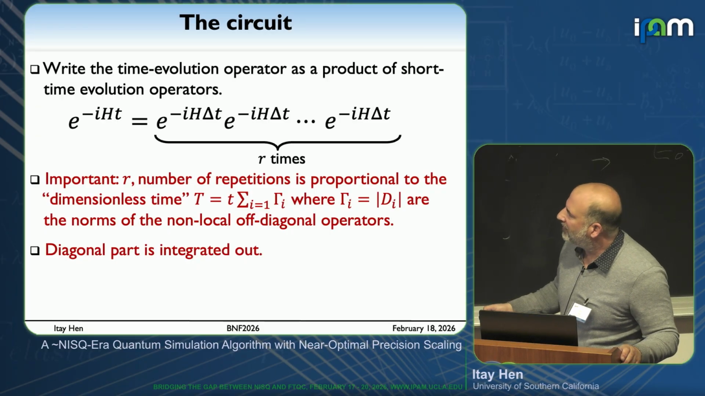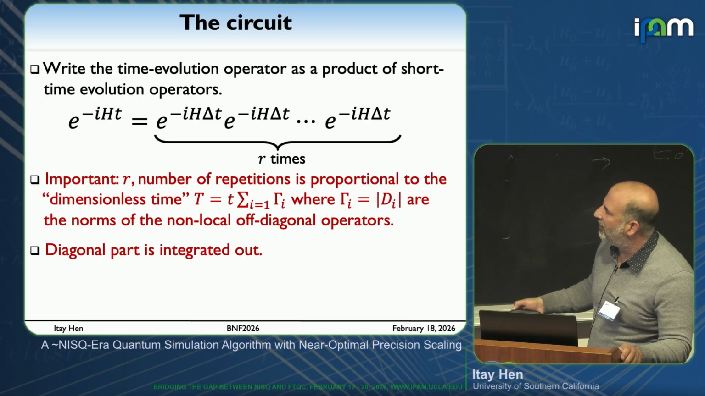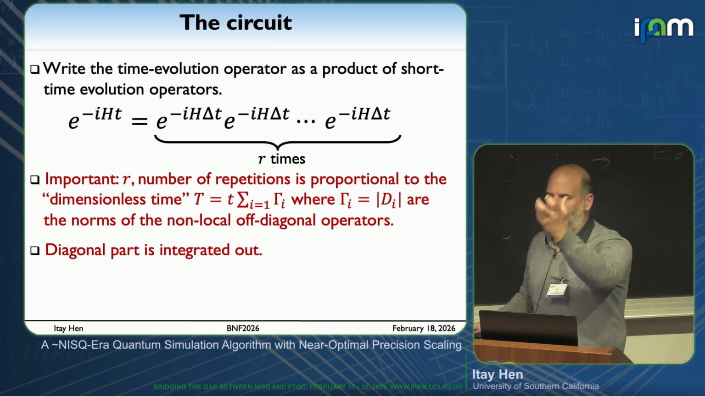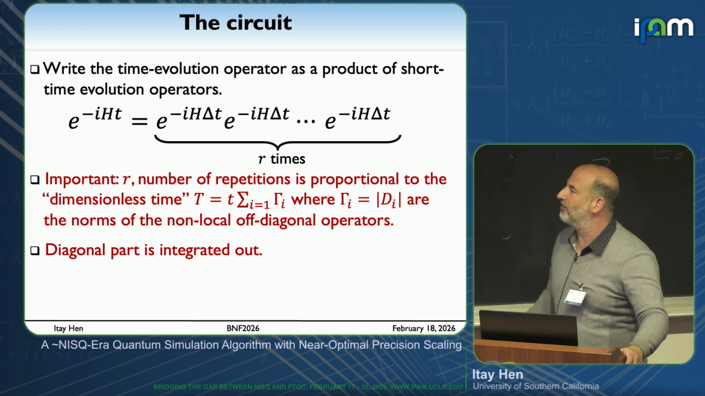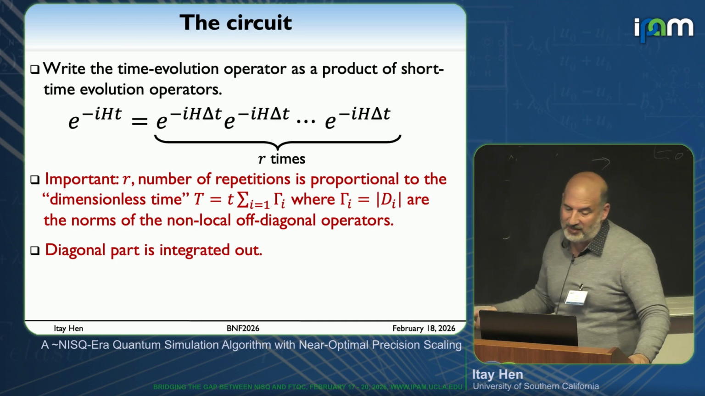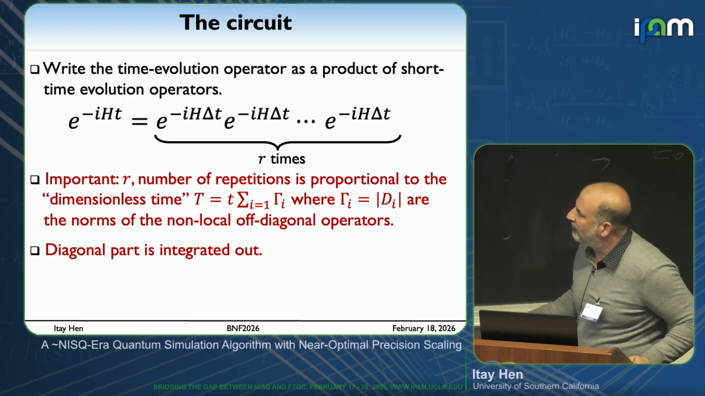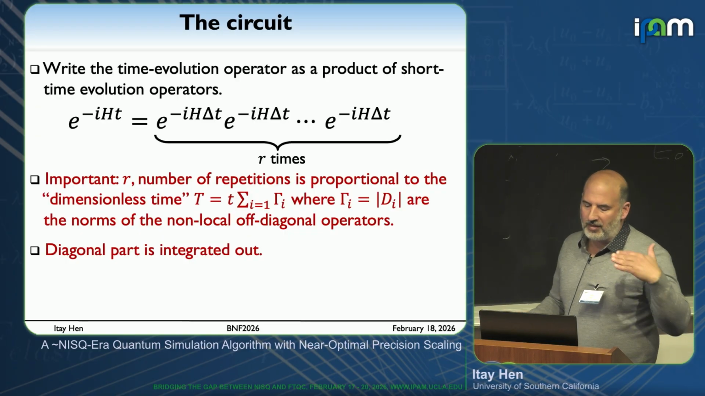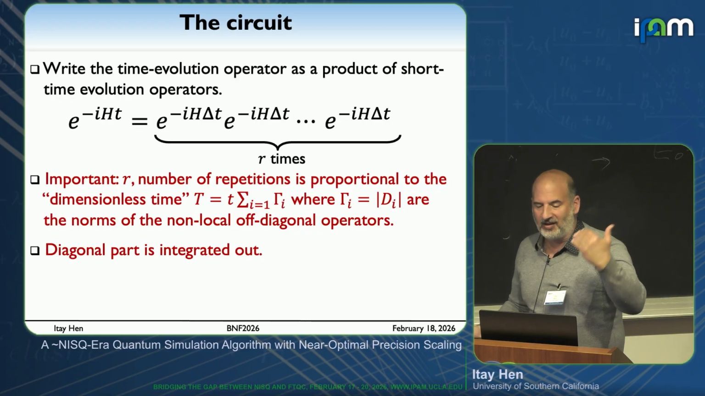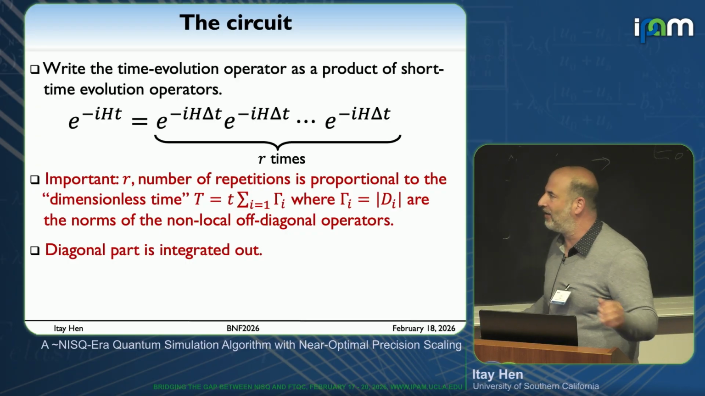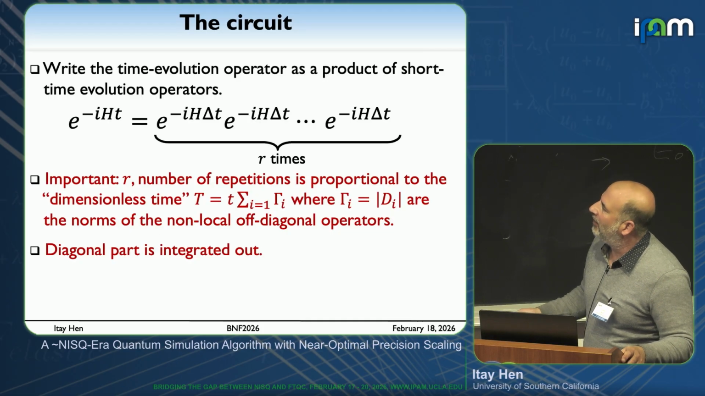And so the diagonal part is actually integrated out. It only appears in these divided differences, which, what I will show you right now, is that we can write the divided differences as a sum of phases. I'll get to that right now.